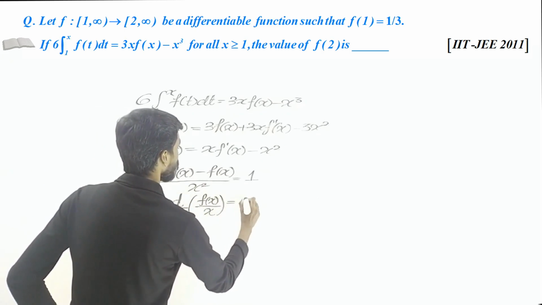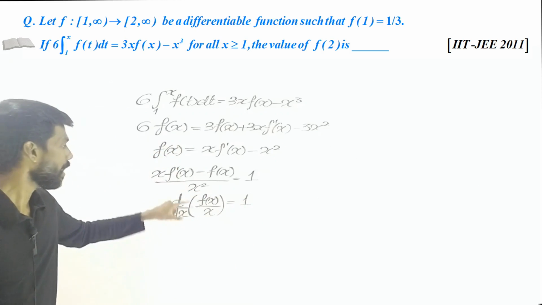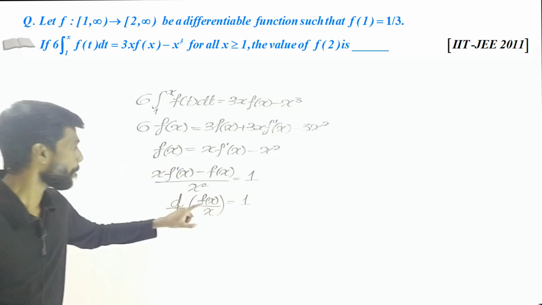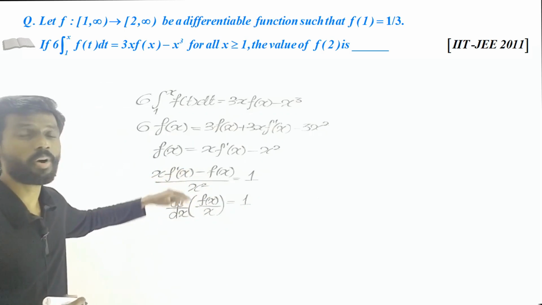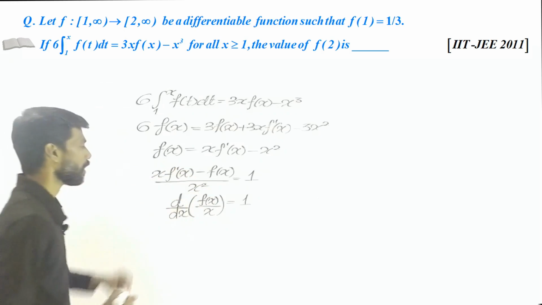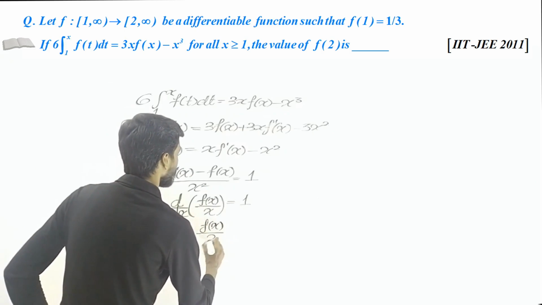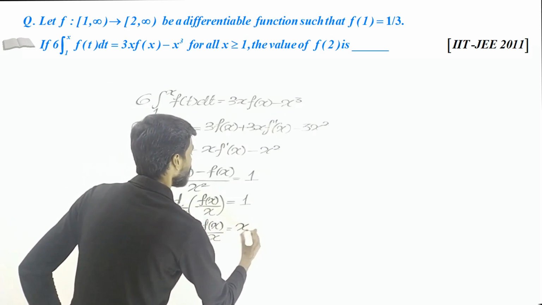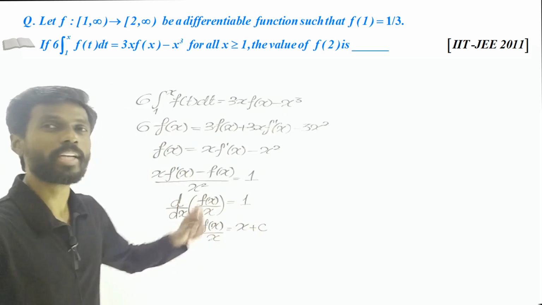So this is u by v form. What is the derivative? v squared in the denominator, and then x multiplied by the derivative of f minus f multiplied by the derivative of x. So this is the derivative of f x divided by x. Now you do the integration to get our required f of x. Let's integrate this. So we get f x divided by x equals x plus the constant of integration.